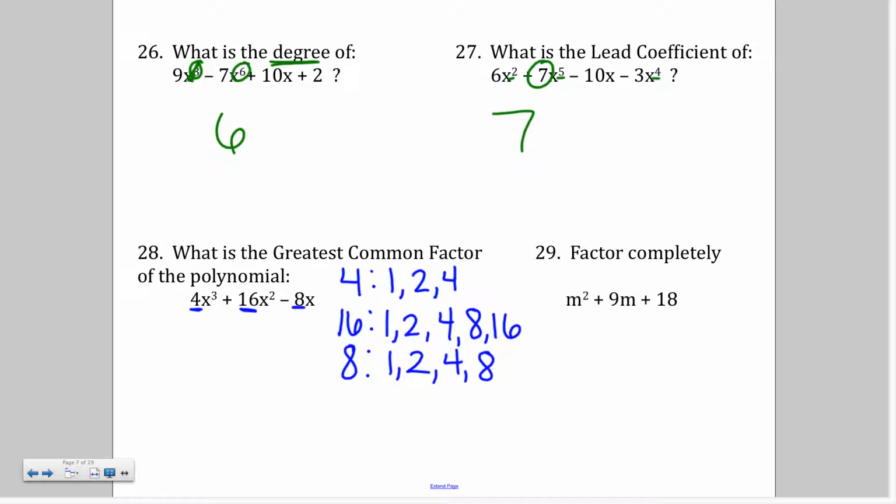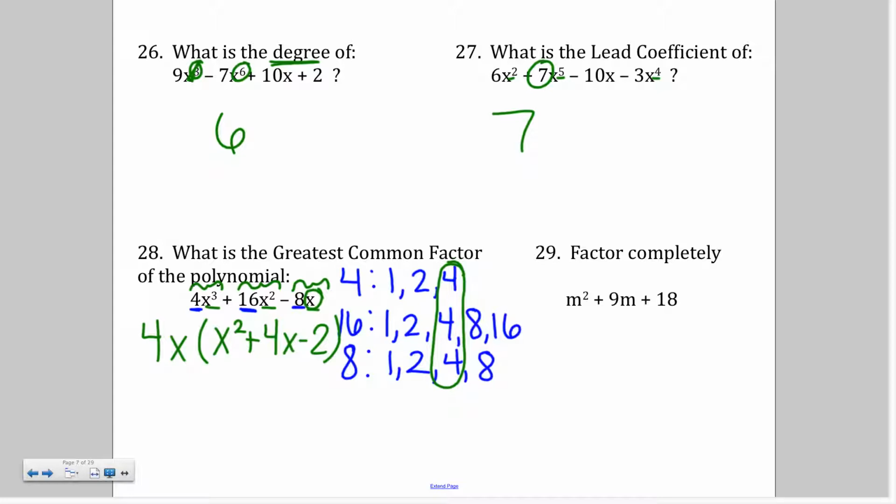If we look, 4 is their biggest number. So 4 is our GCF for the numbers. Now we look at the variables. We have x cubed, x squared, and x. So we take the smallest one there is, and in this one, it's x to the first, so we're going to take out an x. So we're left with x squared plus 4x minus 2, because all we're going to do is divide each monomial by the 4x. And that will give us what's left.